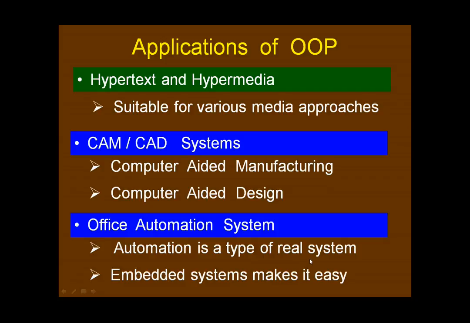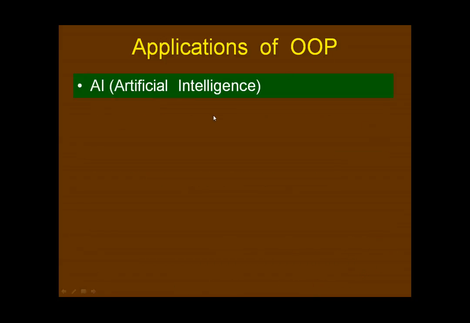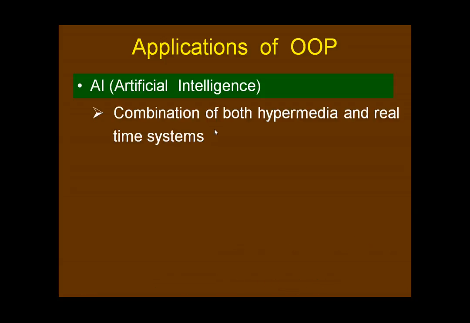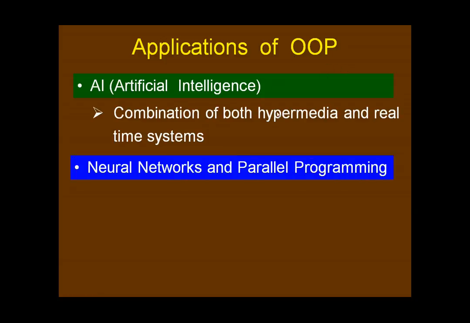Automation is a type of real-time system in which embedded systems also make it easy. So, in case of both automation and embedded systems, we can make use of object-oriented programming. Next, it is artificial intelligence. It is a combination of both hypermedia and real-time systems. So, this is also one upcoming area, very lucrative area where we can make use of object-oriented programming.